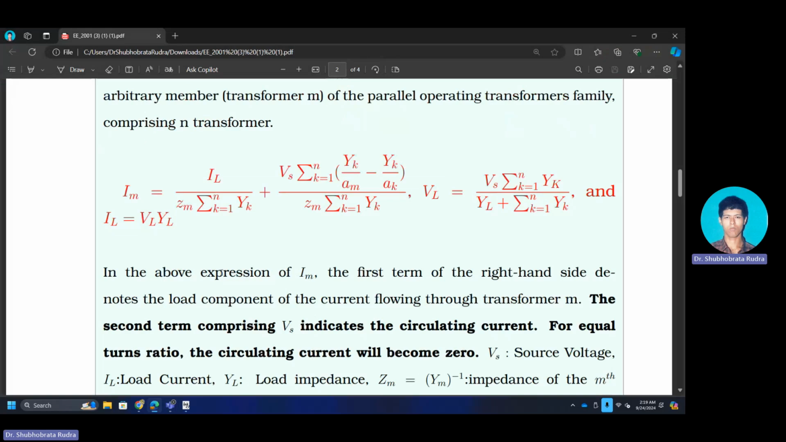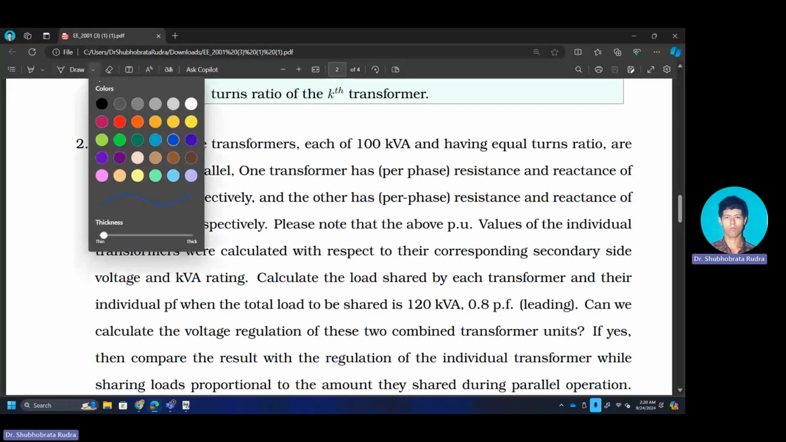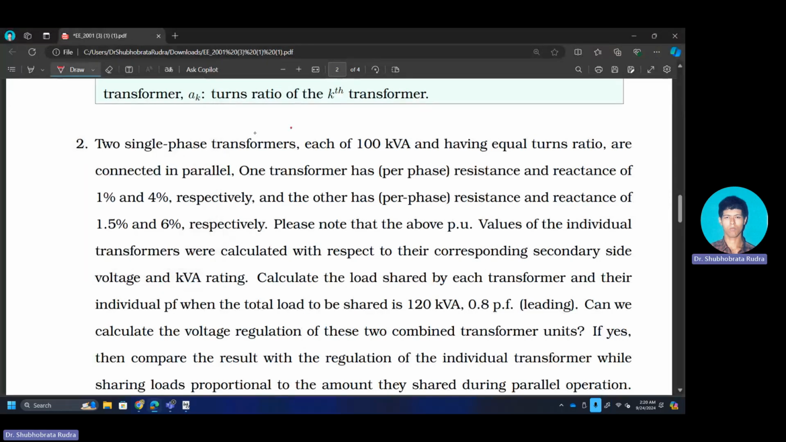So what it says: two single phase transformers, each of 1000 kVA, 100 kVA, having equal turns ratio. So here you are free to assume that transformers are of equal voltage rating also, and thereby whatever values for their corresponding impedances, 1% and 4%, you can consider these are with respect to the same base values.